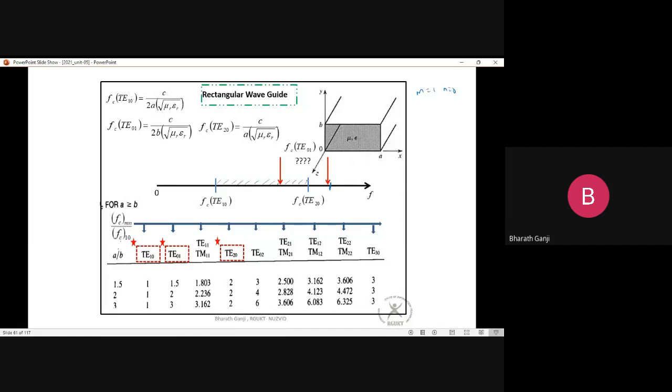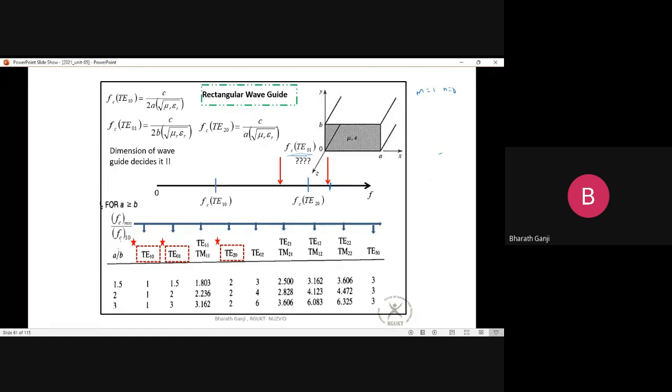What do I want? My requirement for single mode operation is that the cutoff frequency of T01 mode should be greater than the cutoff frequency of T20 mode. When this happens, I can assure that the bandwidth is a greater bandwidth. So let us see in which case it will happen. Here I am going to take 2 cases.